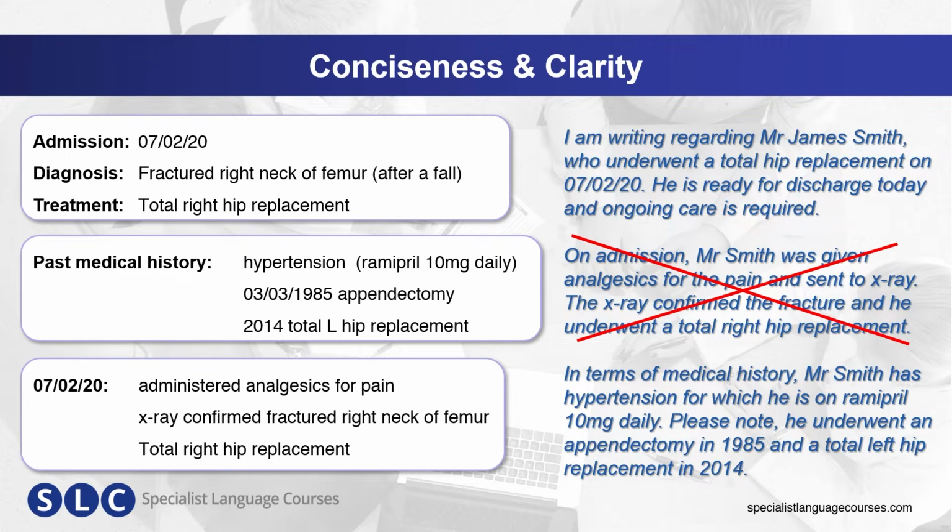Also, be careful not to repeat information. In this example, the operation has been mentioned twice. The past medical history is also irrelevant. It does not relate to this medical issue in this letter, and the reader would know this anyway as there is an existing relationship in place.